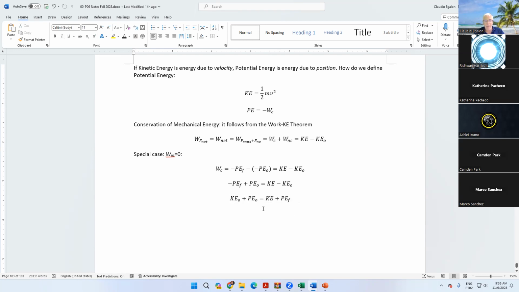Okay. This summation here, kinetic plus potential energy, we call mechanical energy. This term on the left, we call initial mechanical energy. And the term on the right side, we call final mechanical energy. Okay?